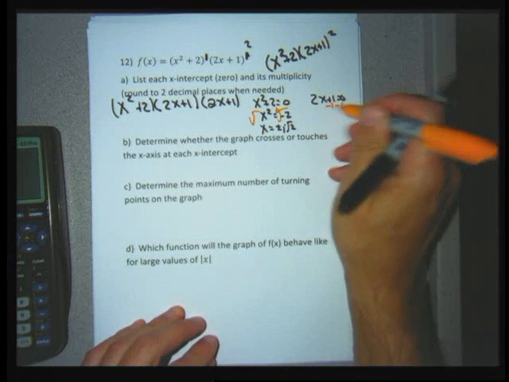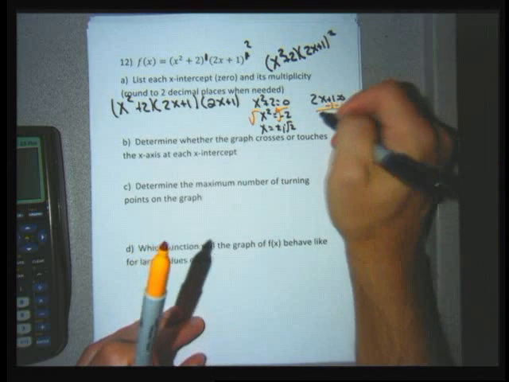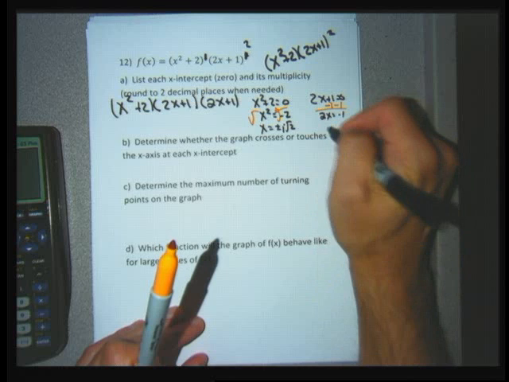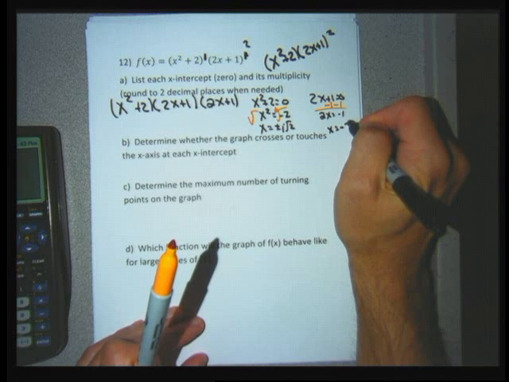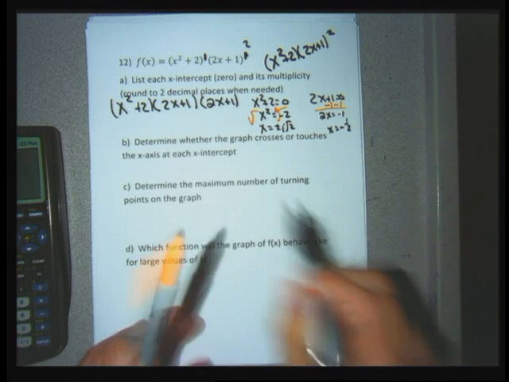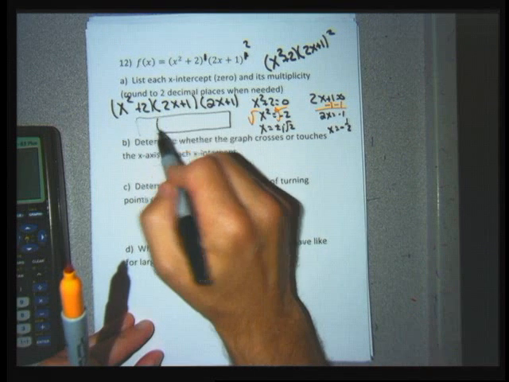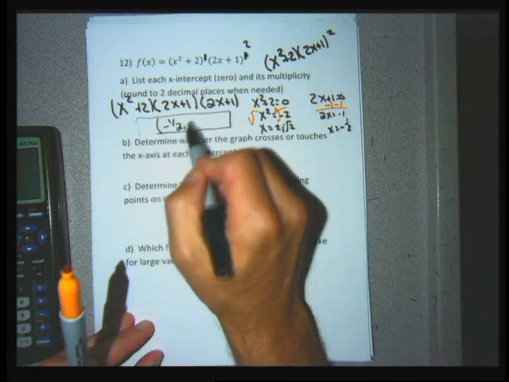For the 2x plus 1, I subtract 1 and get 2x is negative 1, and then divide by 2 and get x equals negative 1/2. So the only x-intercept, just like the last problem only had one x-intercept, is at the point negative 1/2, comma 0.